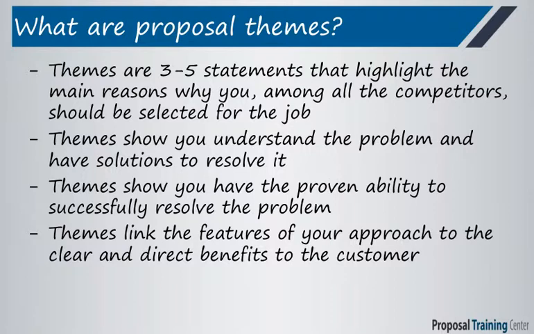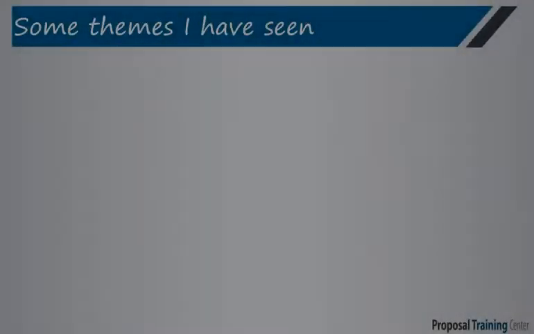Remember, features are what you will do or provide, your approach or product. Benefits are the goodies the customer gets from your features. Low cost, reduced replacement of parts, low schedule risk, etc. All right, that's the 4-part description of themes. Now let's take a look at some examples.